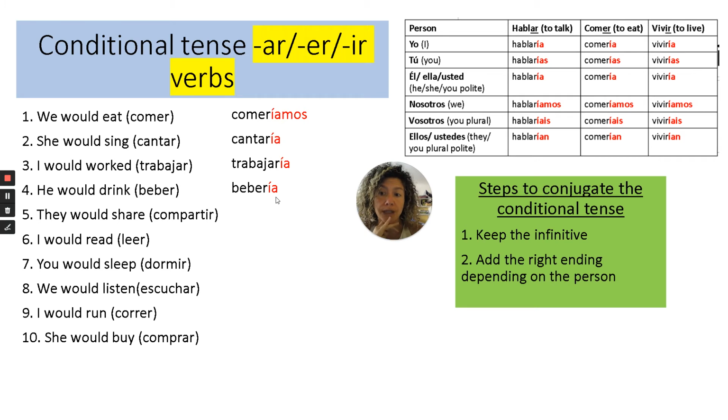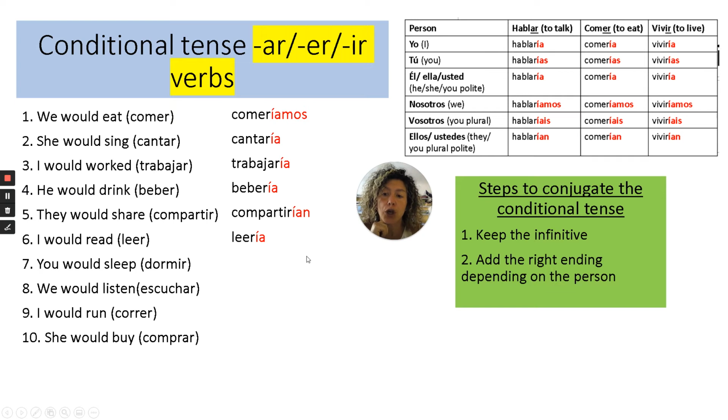Número 5. They would share. Compartir. Pause. Compartirían. Compartir, which is the infinitive, plus ian, which is the ending for they. Número 6. I would read. Leer. Pause. Leería. Keep the infinitive plus the ending ia for the I form.